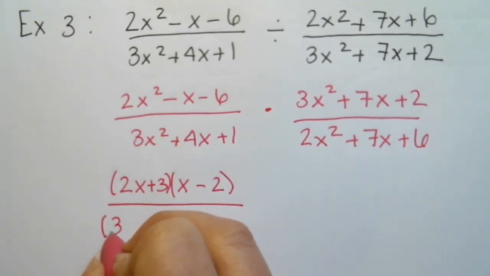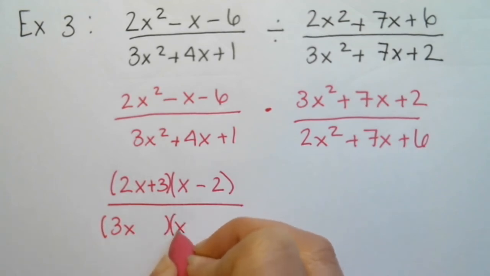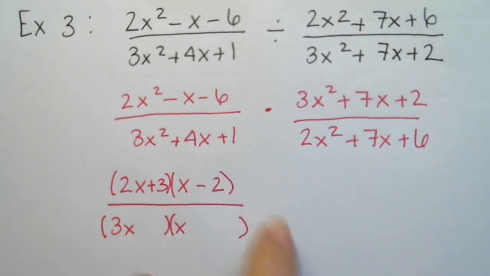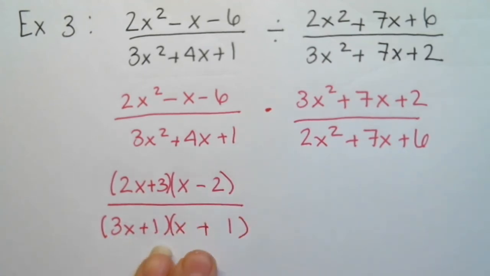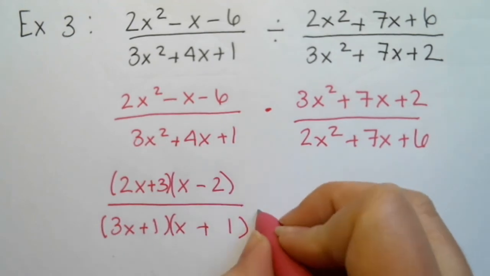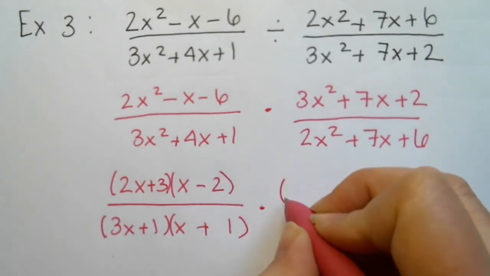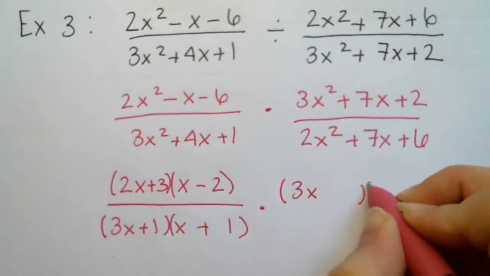Okay, factor here, 3x and x. Okay, now the only things that multiply to 1 are 1 and 1. And then we'll just double check. So 3x plus 1x is 4x.